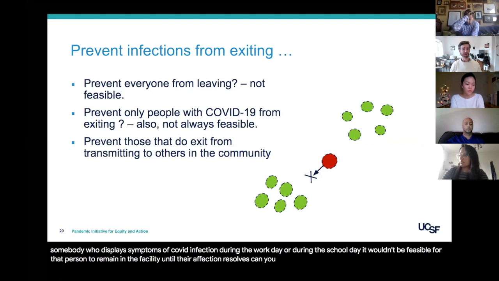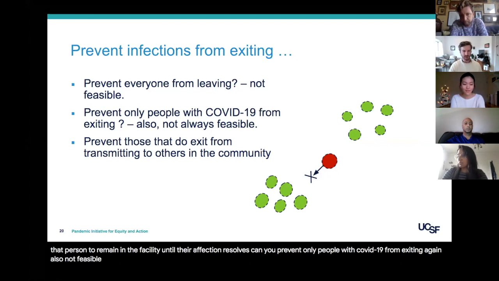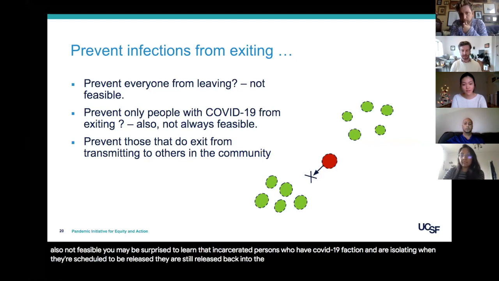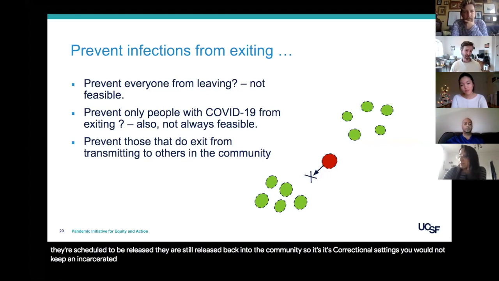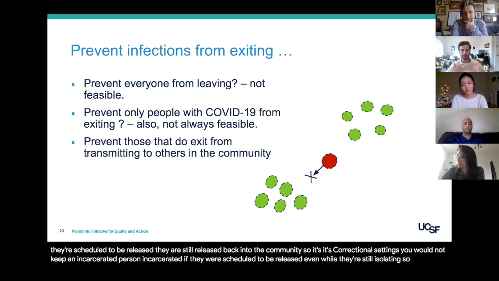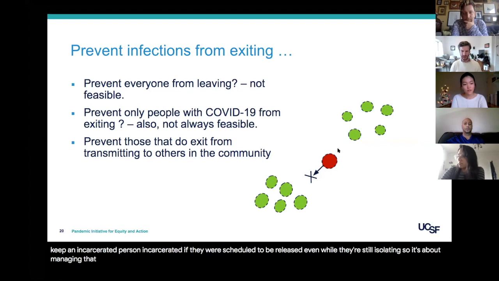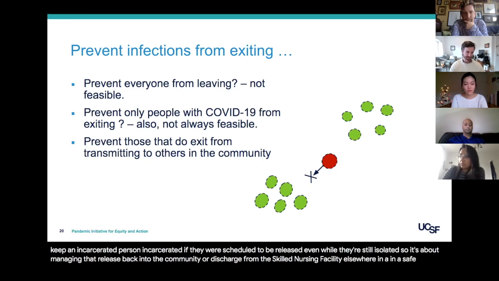Can you prevent only people with COVID-19 from exiting? Again, also not feasible. You may be surprised to learn that incarcerated persons who have COVID-19 infection and are isolating, when they're scheduled to be released, are still released back into the community. In most correctional settings, you would not keep an incarcerated person incarcerated if they were scheduled to be released, even while they're still isolating. So it's about managing that release back into the community, or discharge from a skilled nursing facility elsewhere, in a safe way.